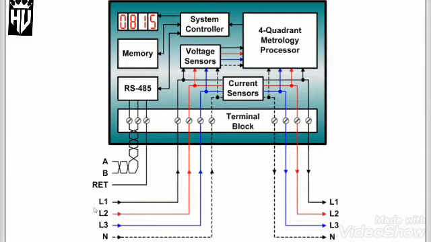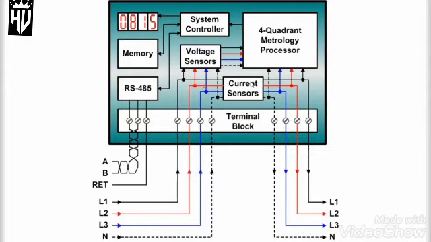Let's start. This is our input side and this is our output side. On both sides we have three lines and neutral. L1, L2 and L3 are attenuated through potential divider in the voltage sensor block, while line currents are measured through shunt resistor in the current sensor block.